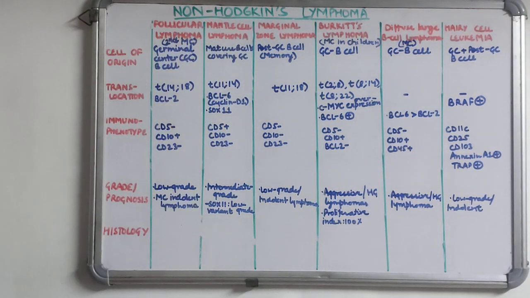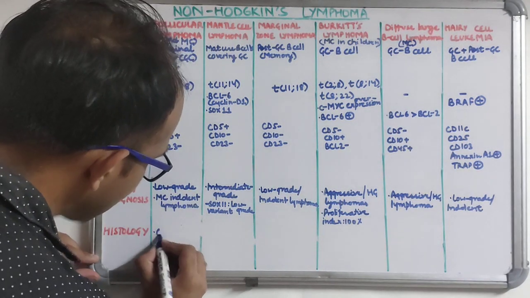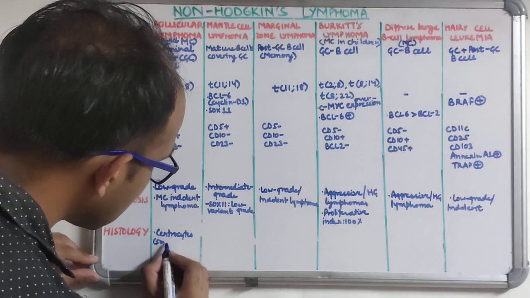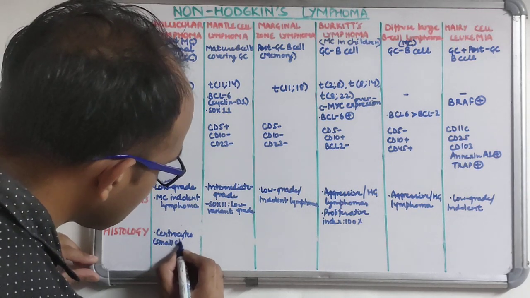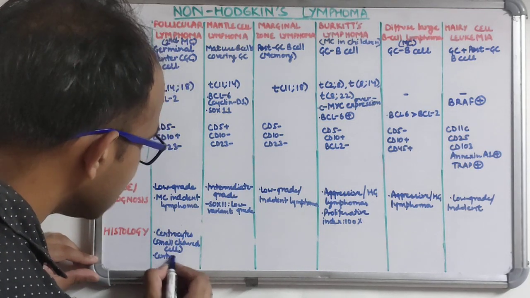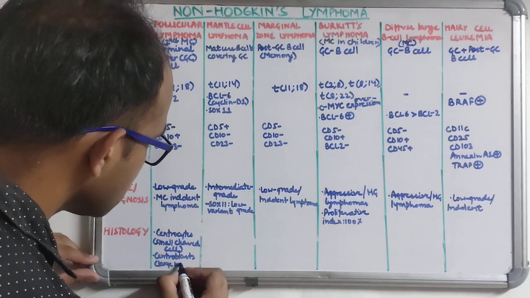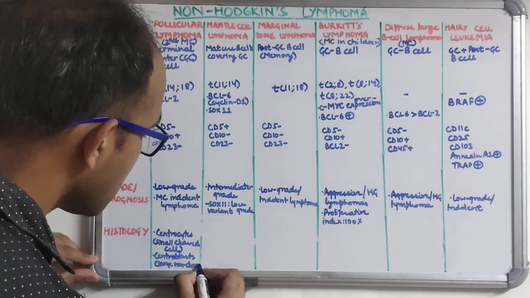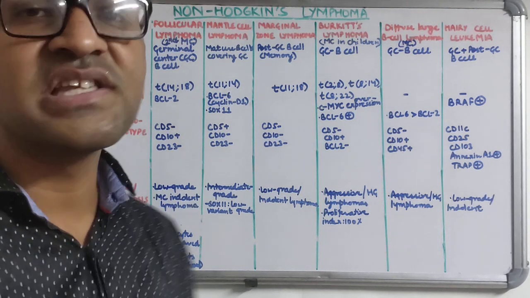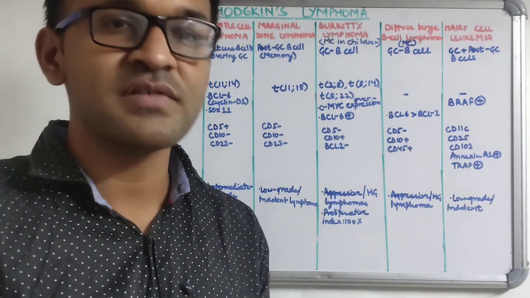Now let me talk about any characteristic histology. In follicular lymphoma we come across two types of cells: centrocytes and centroblasts. Centrocytes are basically small cleaved cells, and centroblasts are large non-cleaved cells. Depending upon the number of centroblasts per high power field, there is WHO grading for follicular lymphoma. So WHO grading is grade 1, grade 2, grade 3 depending upon the number of centroblasts.